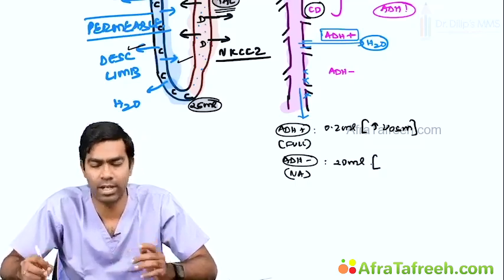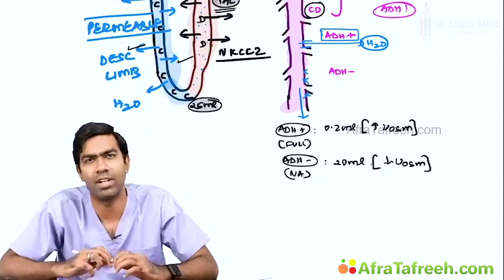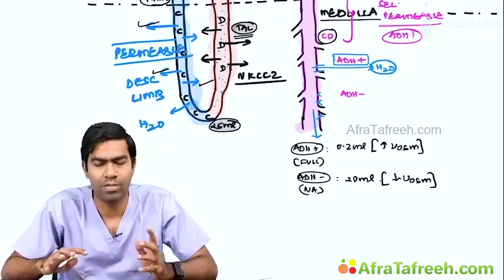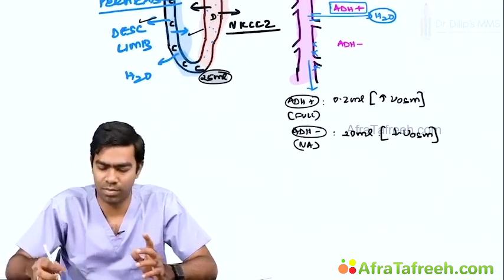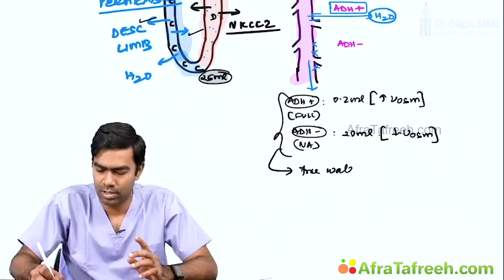Whereas if ADH is completely unavailable, they are going to produce a very poorly concentrated urine that is going to have a very low osmolarity only. So now you have to understand here the concept of free water clearance.